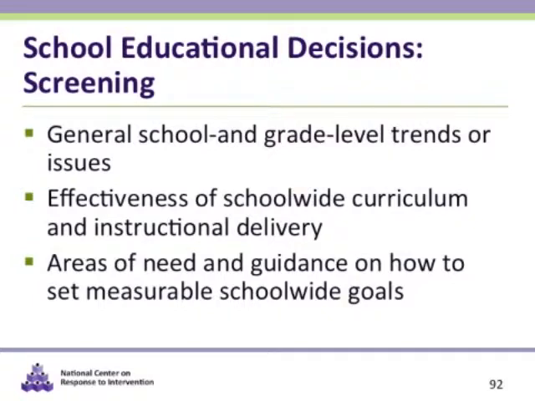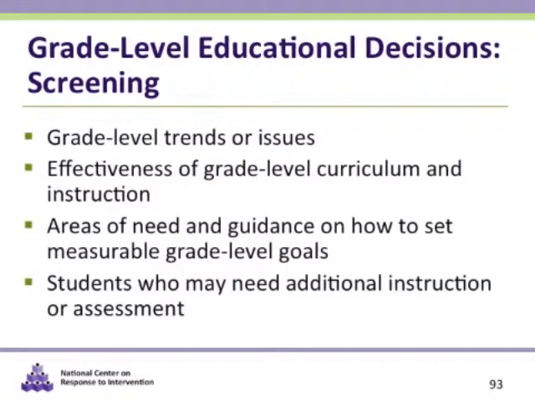School educational decisions are very similar, but we can also look at general trends from the school and grade and identify issues. So are there holes in our grade level performance? Are we losing certain subgroups of kids at certain times? We can look at the effectiveness of school-wide curriculum and the instructional delivery. We want to ensure that there's consistent performance across grade levels. We also want to identify areas of need and guidance so that we can set measurable school-wide goals, which will then help with grade level educational decisions.